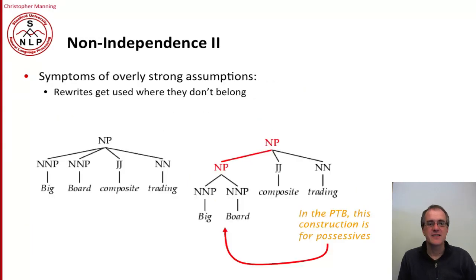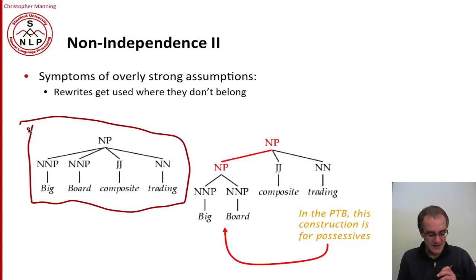Another way that you can see that your independence assumptions are too strong is when you run a basic PCFG and you find that it just does the wrong thing. So it's choosing rules that look wrong and it shouldn't have used, but somehow it's choosing to use them. Here's an example of this. For a noun phrase like big board composite trading, the noun phrase structure that you're meant to choose in the Penn Treebank is just this flat structure. In general, the Penn Treebank uses a lot of flat structures for compound nouns like this.